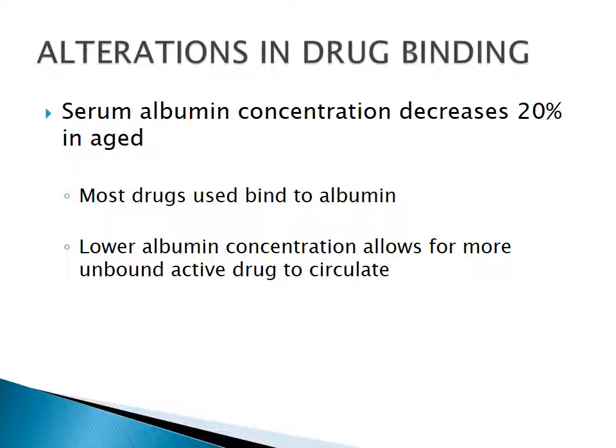Albumin concentration decreases. And what? Oh, here's the bummer. Most drugs bind to albumin. So if you have a lower albumin concentration and you give the drug, what happens? You have more of the drug circulating around, which is why we decrease the doses, because from their point of view, the percentage of drug that's available is great.